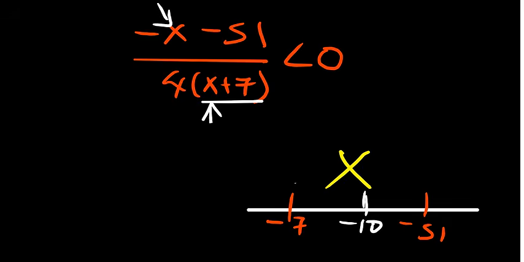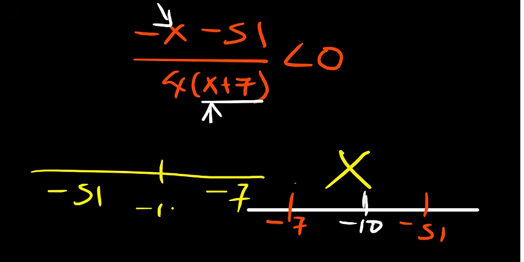So what values are less than negative 7? The number line has actually lost me. Okay, so negative 51 is supposed to be on the left hand side, then negative 7 on the right hand side, like this. So negative 10 is actually a value that is between them, so the middle part has refused. So we need to try out the values less than negative 51 and the values greater than negative 7.